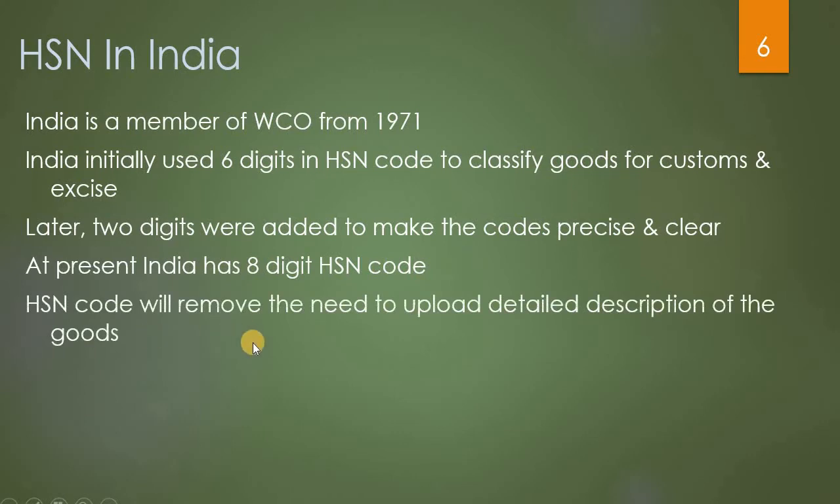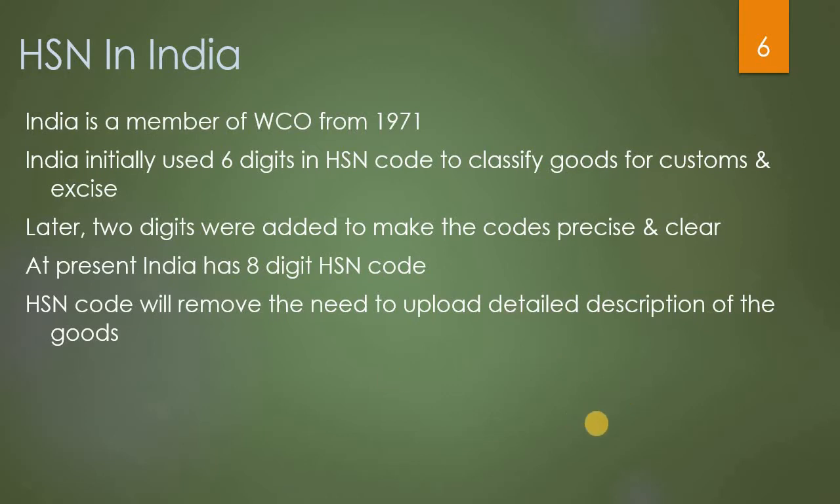So HSN code will remove the need to upload the detailed description of the goods. As I told you in the beginning, it is basically the information about the good and also a code. By just knowing the code you will know the details about the goods or the product without going into detail or searching for the details. By knowing the code itself we can know what the product is.